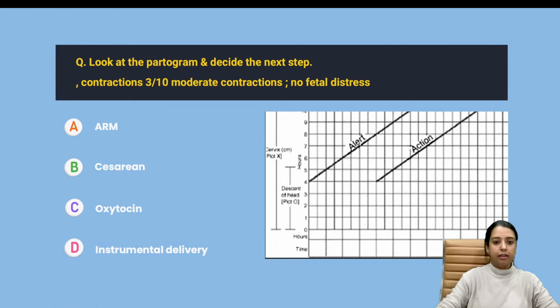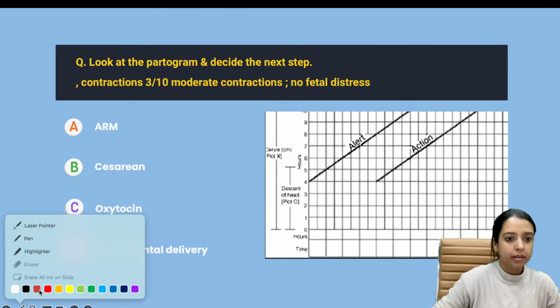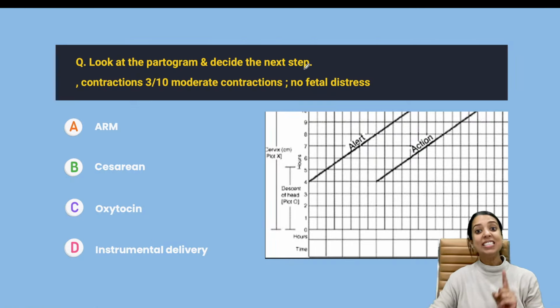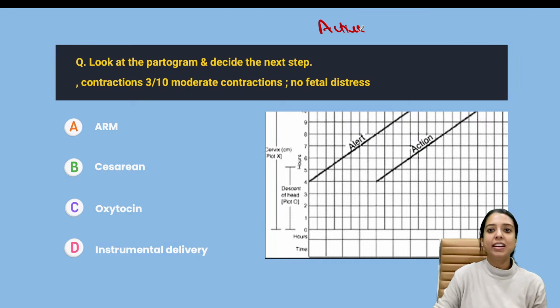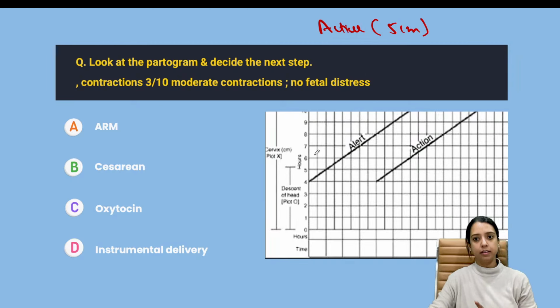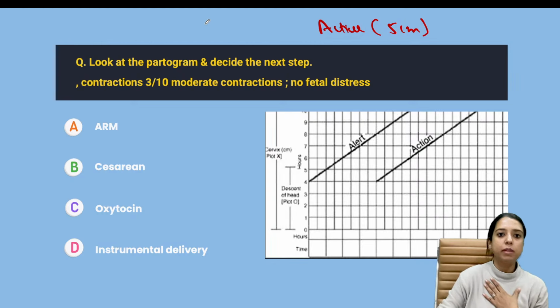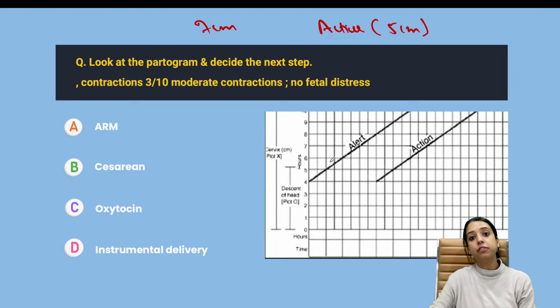Partogram. Important points about partogram. When is partogram plotting started? In active phase. At 5 centimeter. Where is the first mark given? Suppose a patient comes to me when she is 7 centimeter. Where will the first mark be given? On the alert line. My first mark will be 7 here.